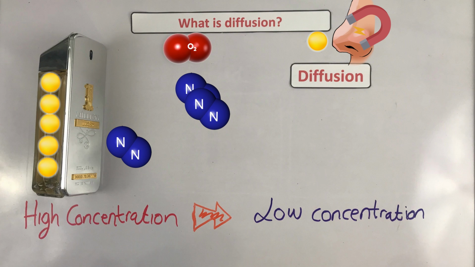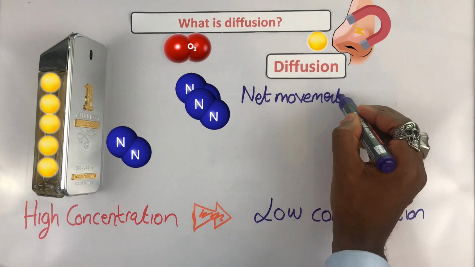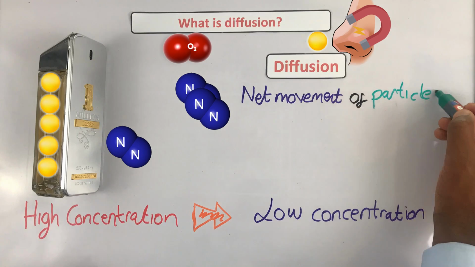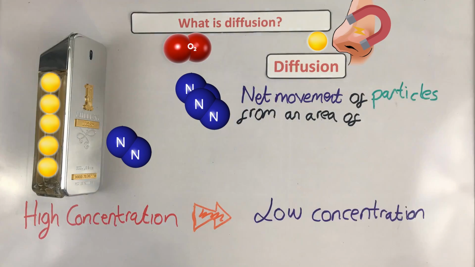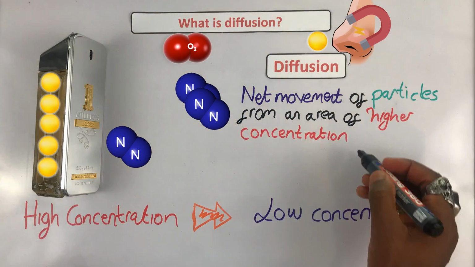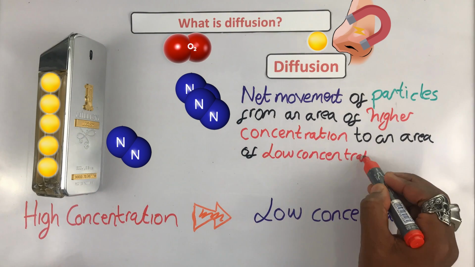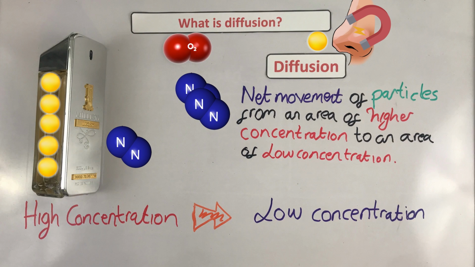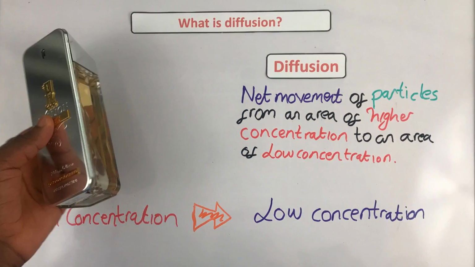Diffusion is the overall movement of particles from an area of high concentration to an area of low concentration. But instead of saying overall, the examiners prefer if you say net, okay? So diffusion is the net movement of particles from an area of high concentration to an area of low concentration. Always visualize diffusion as the spreading out of particles, but make sure you can write that definition in your exams to get the full marks, okay?